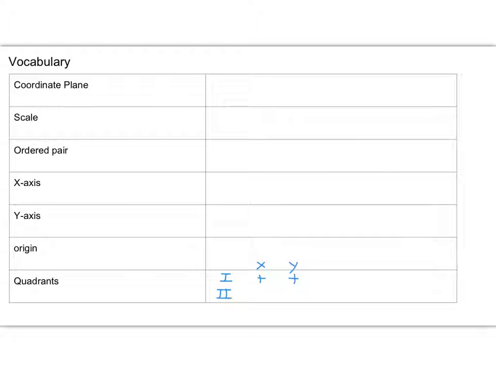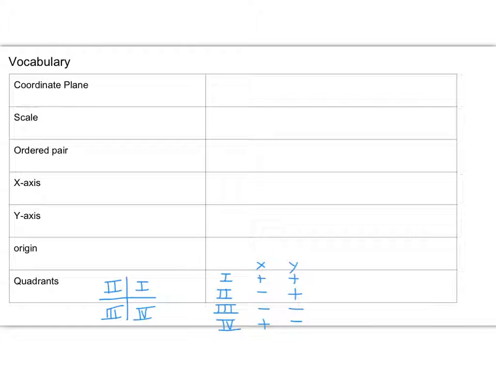But then if we look in quadrant 2, we know that x is negative, but y is positive. And then quadrant 3, we know that both x is negative and y is negative. And then quadrant 4, that bottom right quadrant, we have a positive x and a negative y. So this helps you determine, just by looking at a coordinate pair, what quadrant that pair is in based on the sign of the x and y. So if you have both your x and your y values positive, you know you're in quadrant 1, and so on. And we'll do a little bit of practice with that in this lesson.